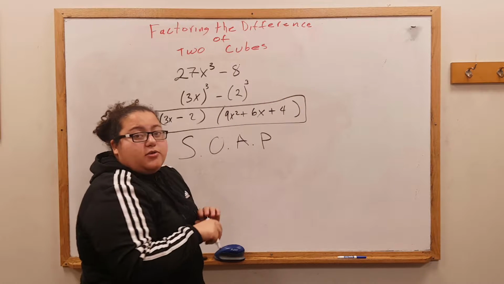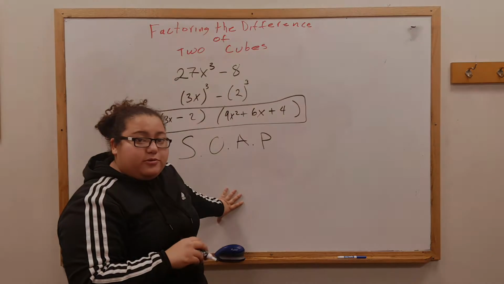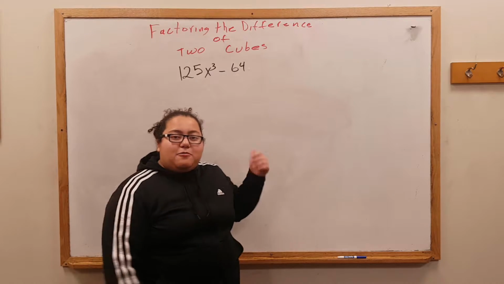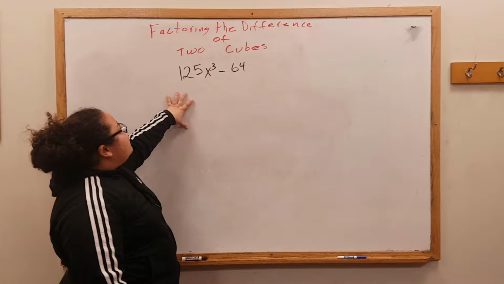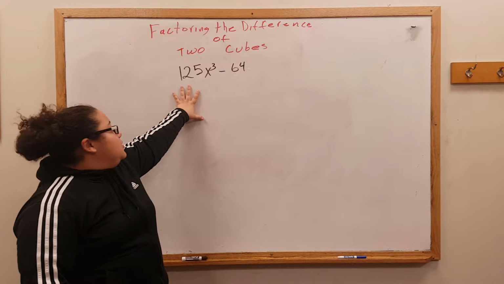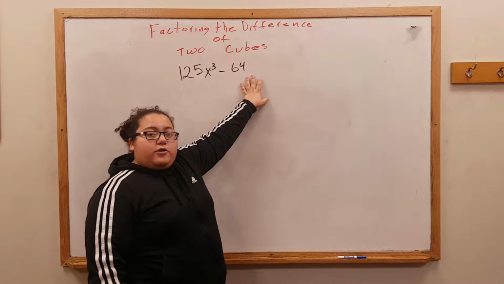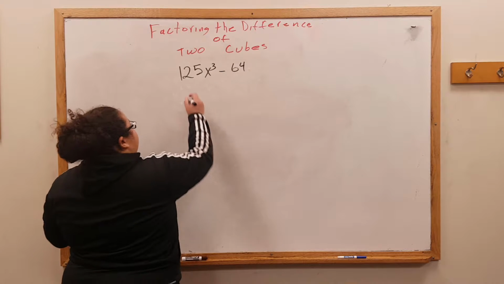I'll be back with another example. I'm going to erase this board. I'm back with another example, which we have over here, 125x cubed minus 64. Again, let's set it up.